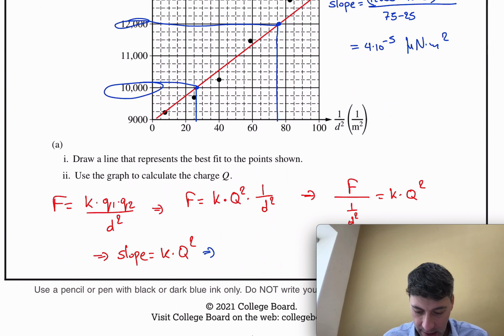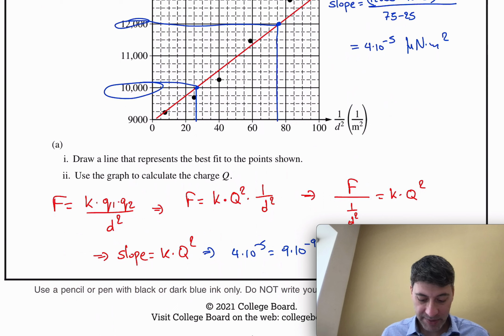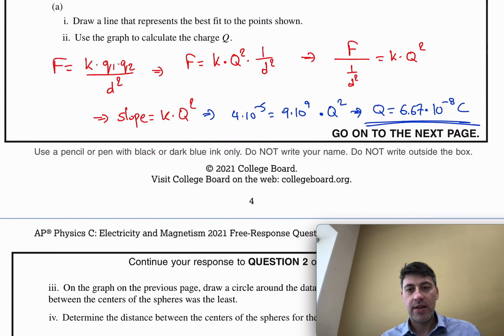So we can say that 4 times 10 to the power of -5 equals 9 times 10 to the power of -9 multiplied by Q squared. So the Q will be equal 4 times 10 to the power of -5 divided by 9 times 10 to the power of, actually I made a mistake. This is not -9, it is 9. And then we root the answer, which results in 6.67 times 10 to the power of -8 coulomb. Sorry for that.